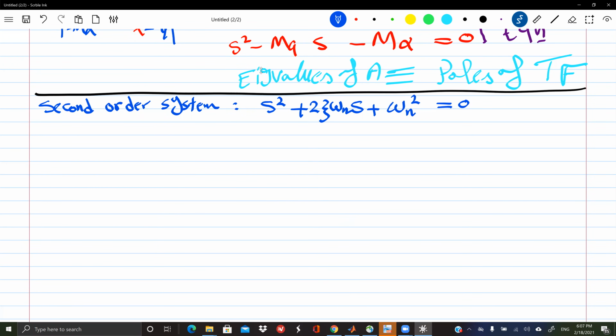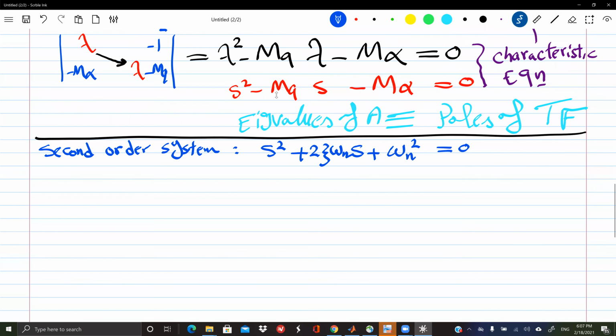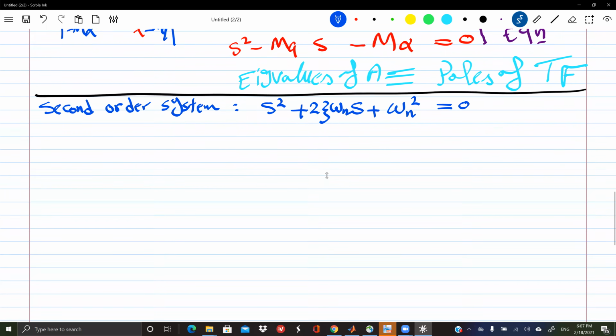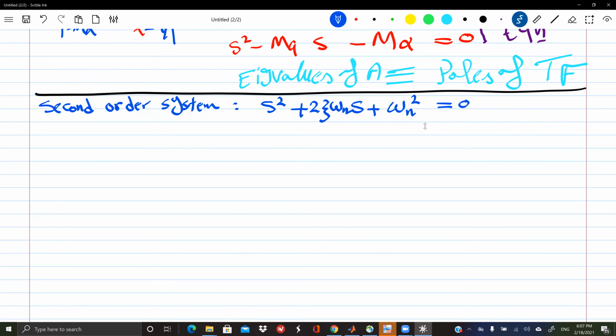So from now on, if I give you any characteristic equation, you should be able to identify your omega n. And look at this again. My M_alpha is really the natural frequency. My M_q gives you the damping zeta. Okay, fine. So this is my characteristic equation.